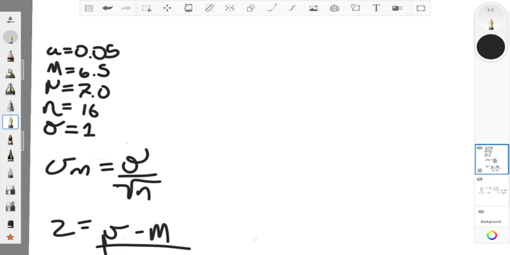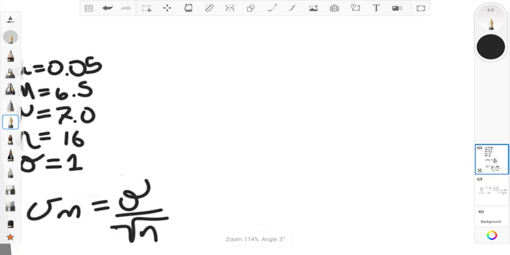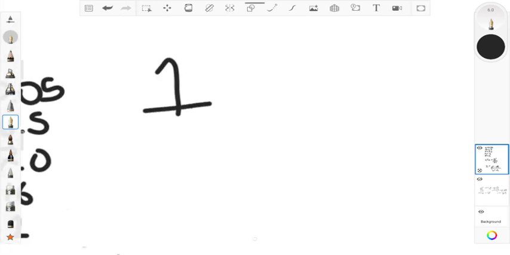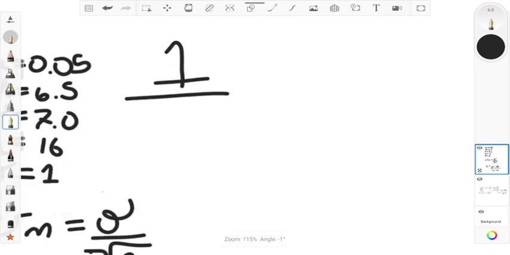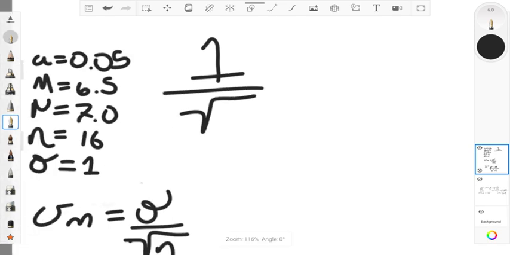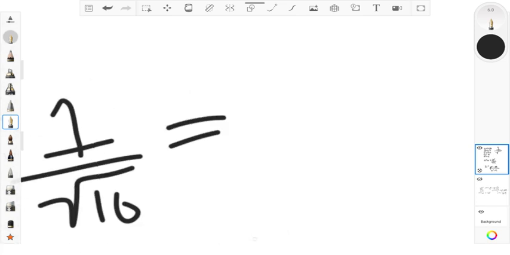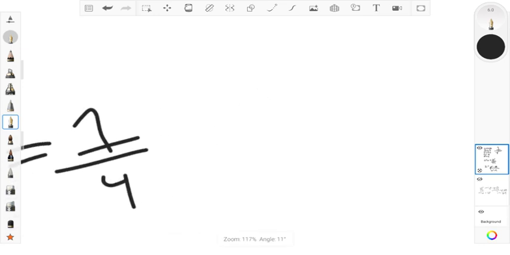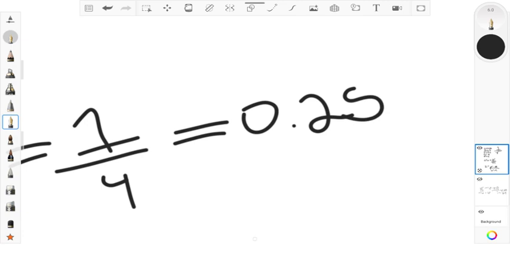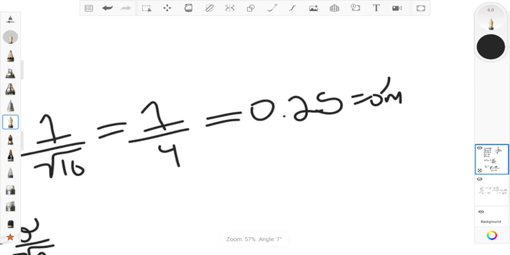So let's start with our sigma M, and that'll be 1 over the square root of 16. So similar to question 4, we're going to do 1 divided by 4, and that will be 0.25, which is equal to sigma M.